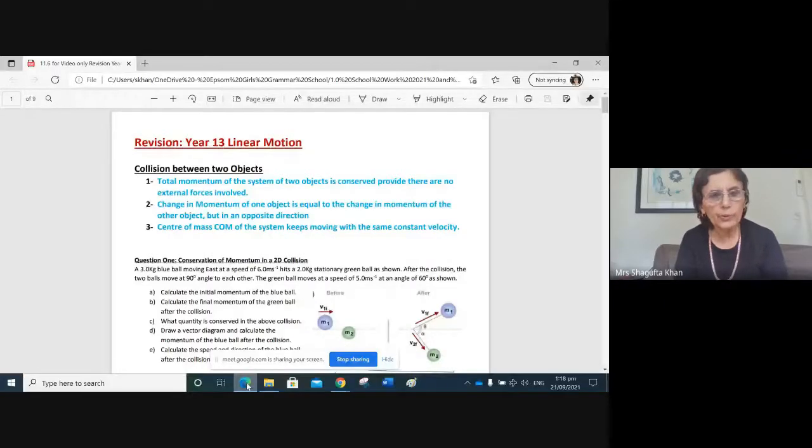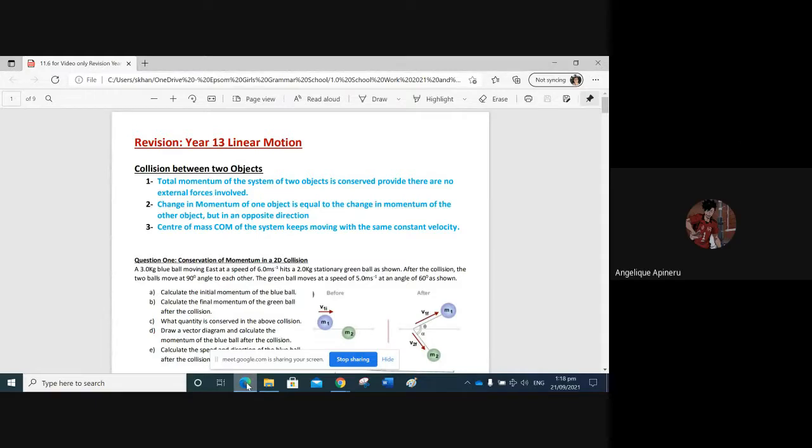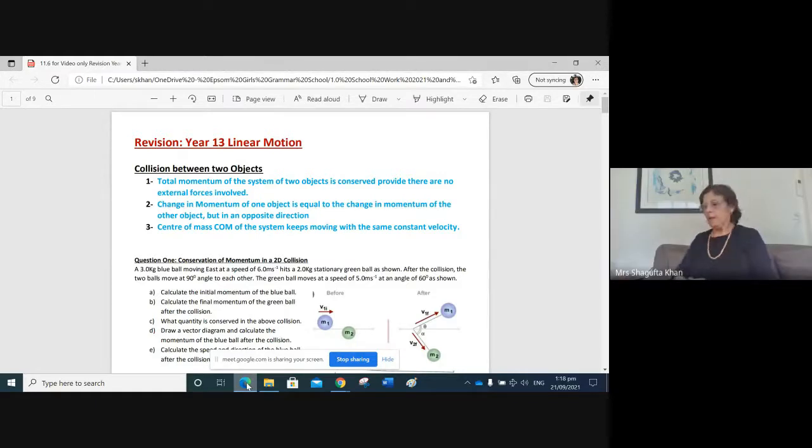Now, do you guys see some notes, a revision for Year 13 linear motion, on the screen? Yeah, okay. So in the first part, I've already started recording, so I hope it is recording. But Angelique, if you are able to start yours, sometimes only one person can record. That's what I've learned. So if you can start recording now, that will be great.